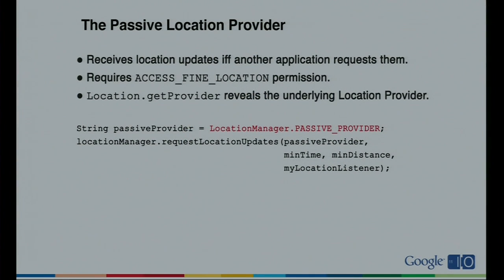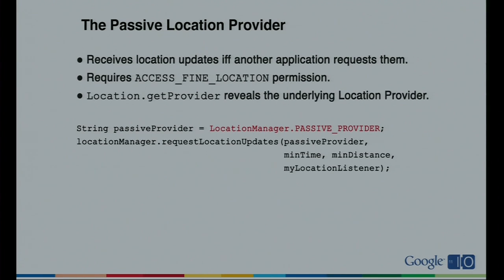It works exactly the same way as any other location provider, so GPS or Wi-Fi. Specify the minimum distance and minimum time that you're allowed. Specify that as the provider, and then request those location updates. Because you don't have control over what the underlying provider is, your app still requires the find location permission. And then when you do want to find out what the underlying provider was, you can simply call getProvider on the location object that gets passed in to your location listener.